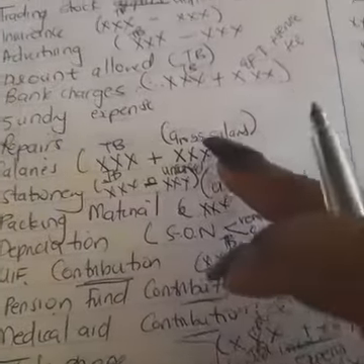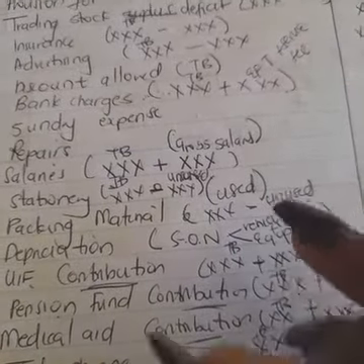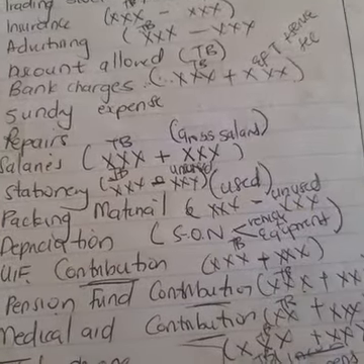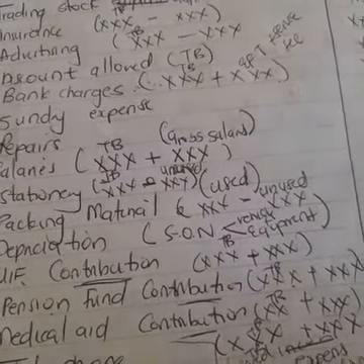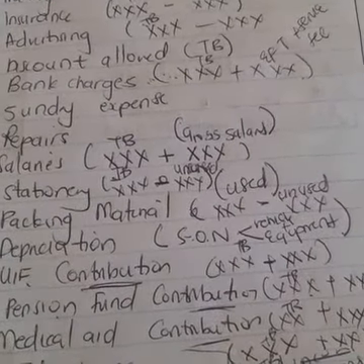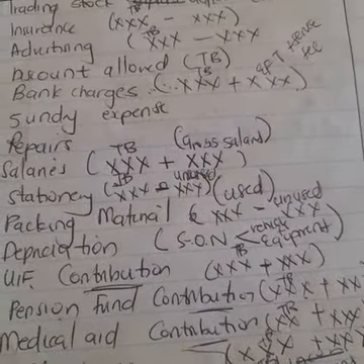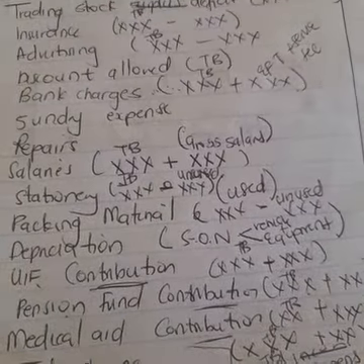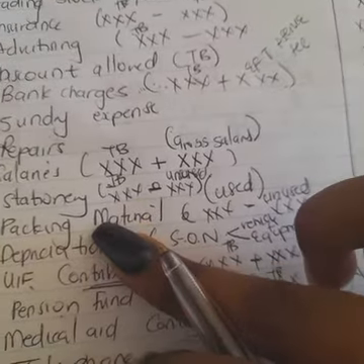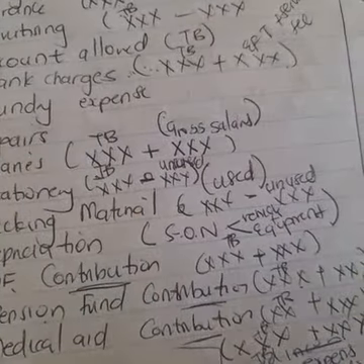The stationery and the packing material that we did not use, the unused ones, will be an asset of the next financial year. This means they will be used in the next financial year. And in this current financial year, we are going to call them consumable stores on hand. Consumable stores on hand is the stationery and the packing material that we did not use at the end of the year.